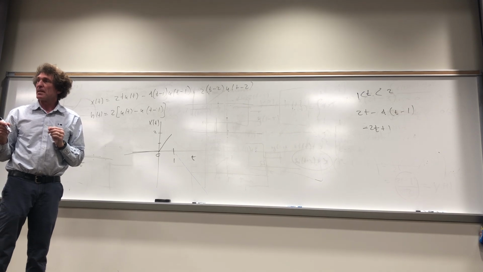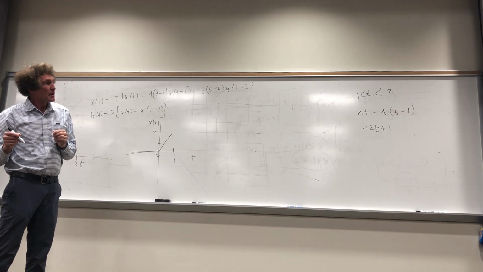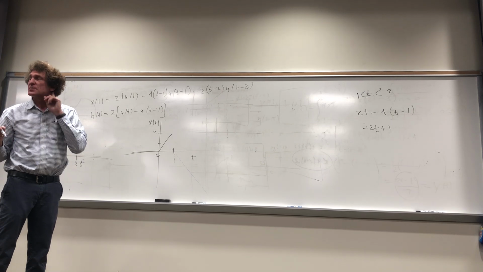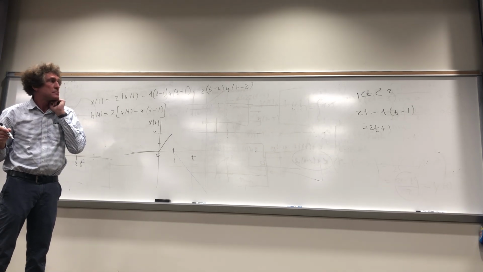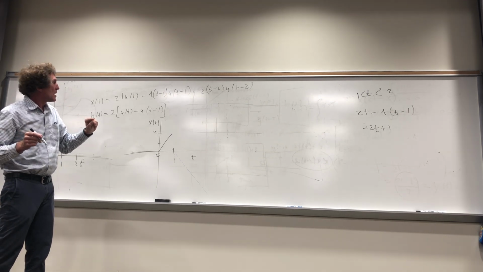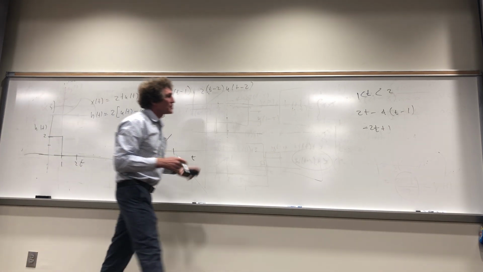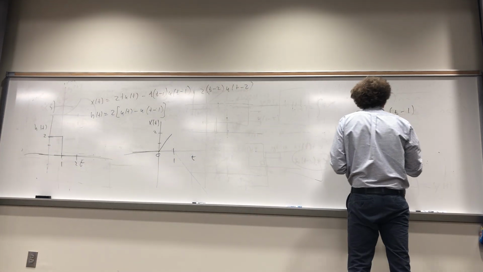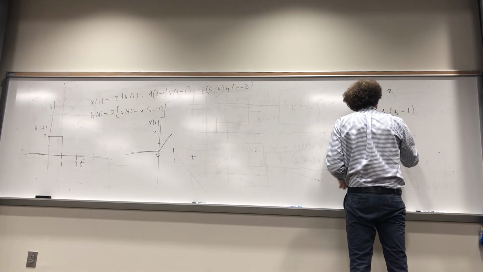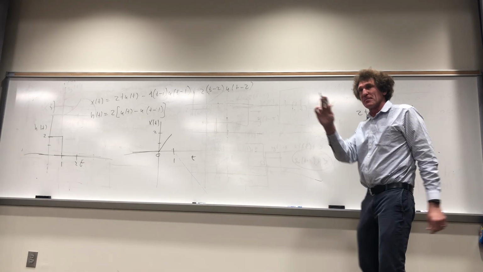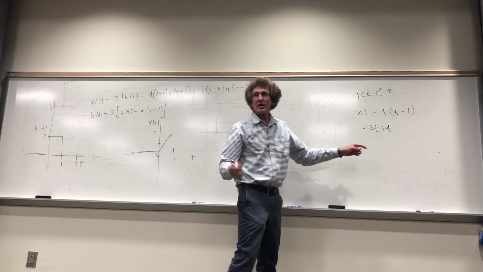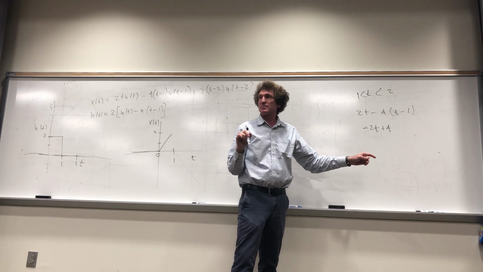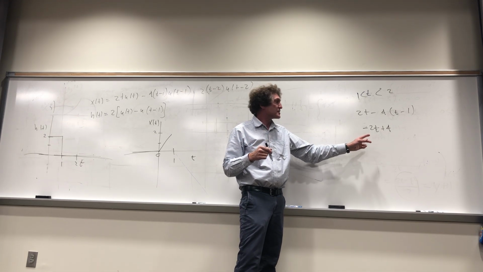Yes, sir. Should it be minus 2t plus 4? Oh, I'm sorry, you're right about that. I am sorry, you're absolutely right, plus 4. I apologize for that. Thank you for catching that. You're absolutely right. So if I look at this when t is 1, it should be continuous. That's my point I was going to make, and we caught this one.